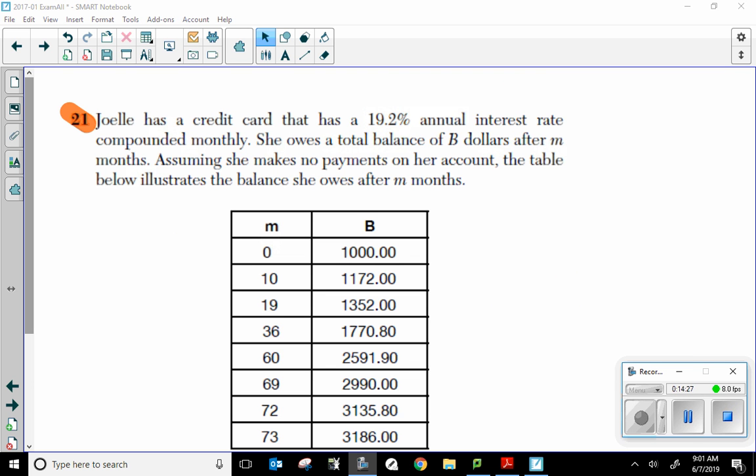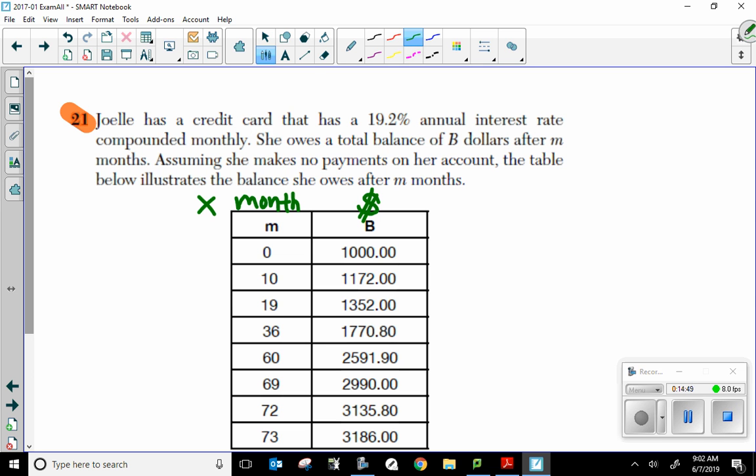21, another algebra problem. Joelle has a credit card that has a 19.2% annual interest rate compounded monthly. Yikes. She owes a total balance of B dollars, after M months.